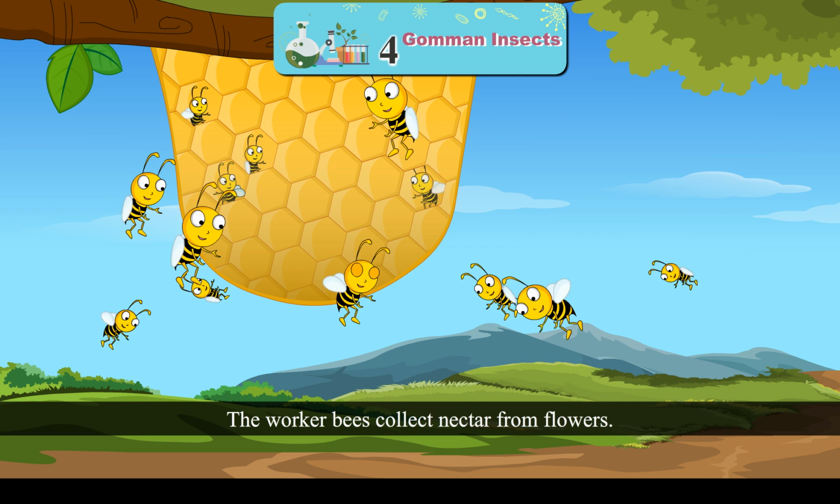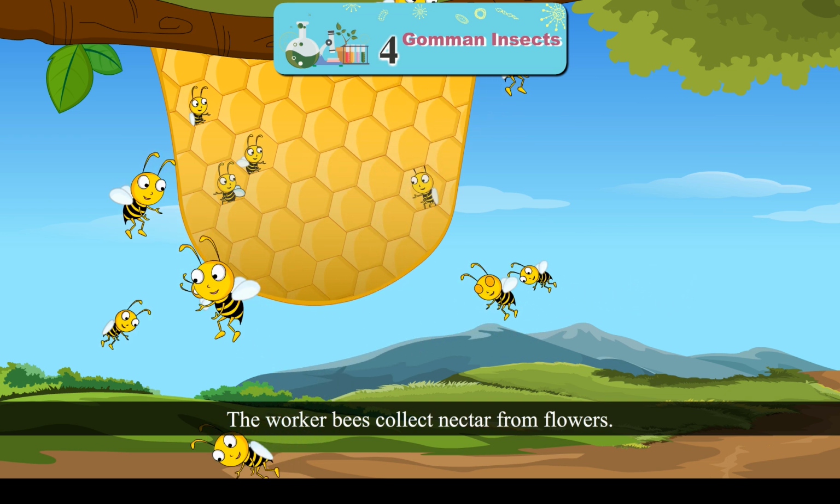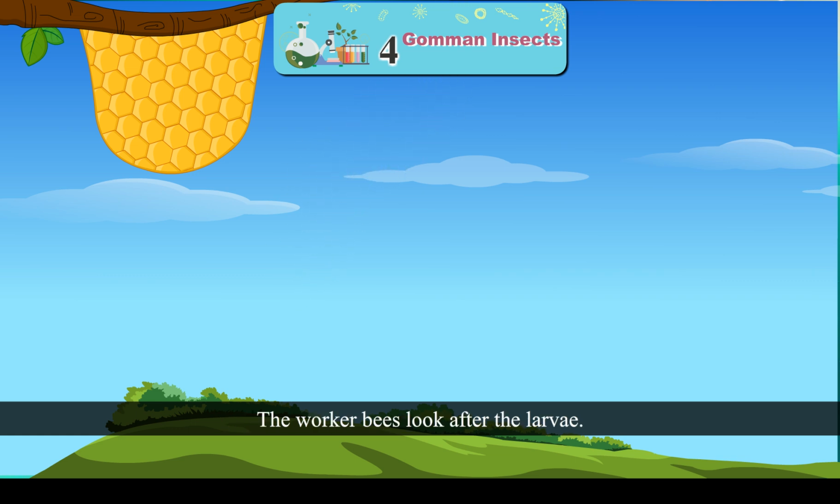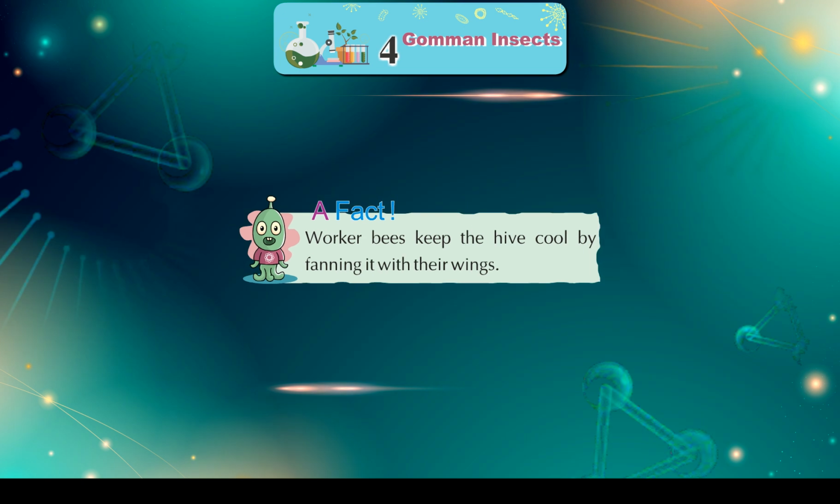The worker bees collect nectar from flowers and bring it to the hive. They change this nectar into honey. The worker bees look after the larvae. A fact: worker bees keep the hive cool by fanning it with their wings.